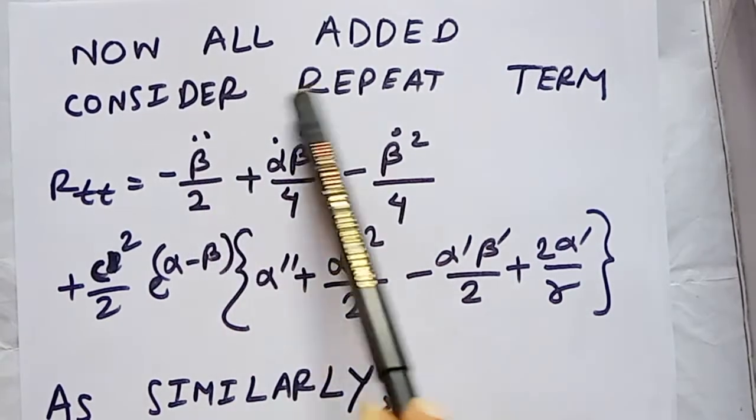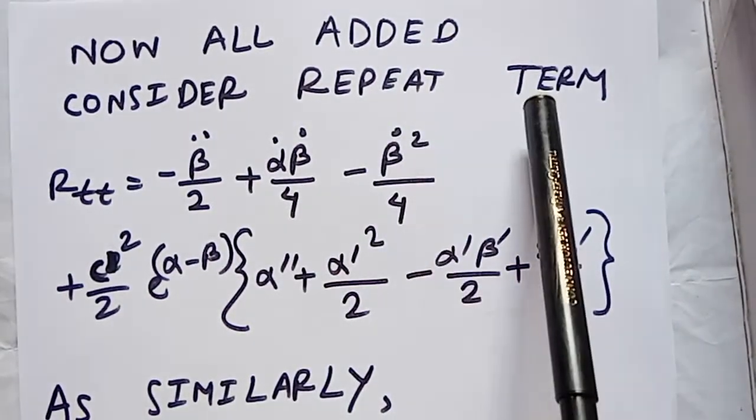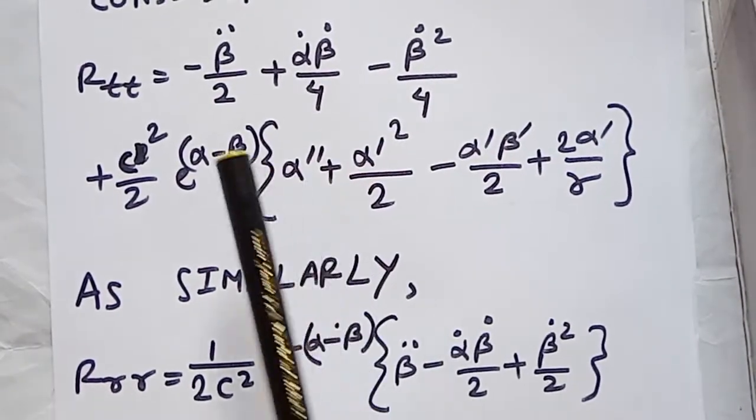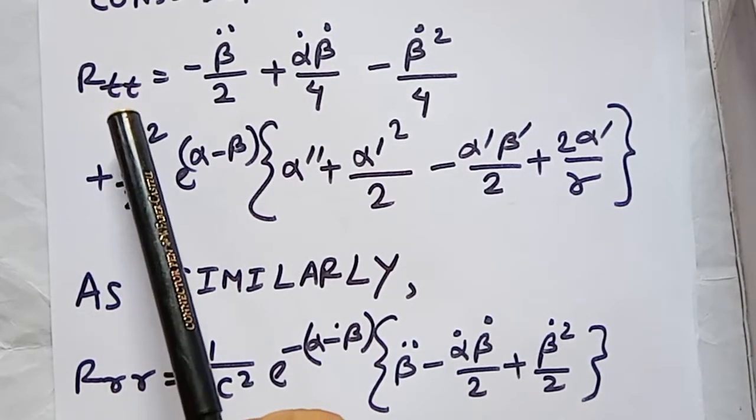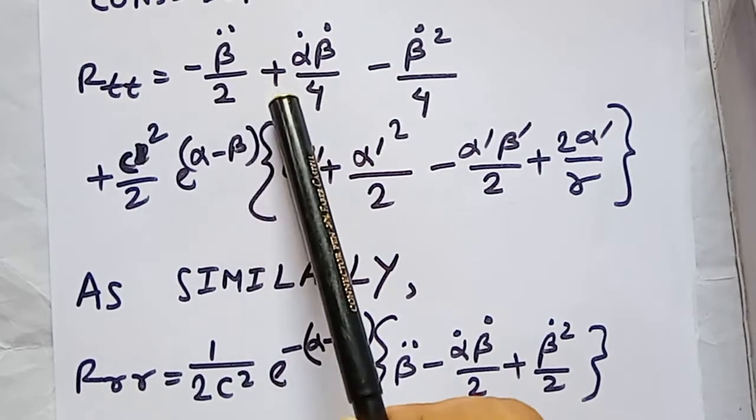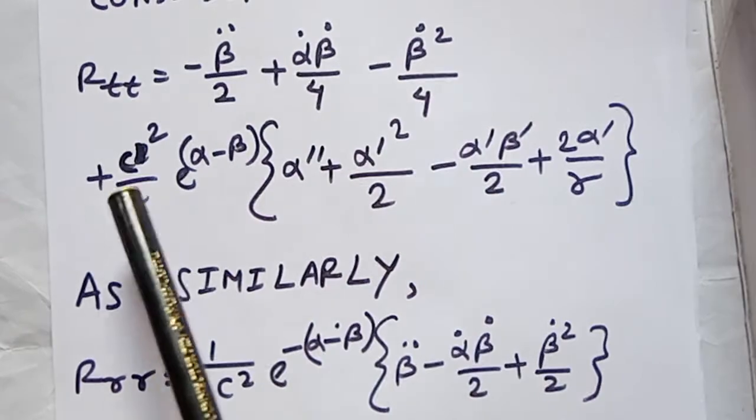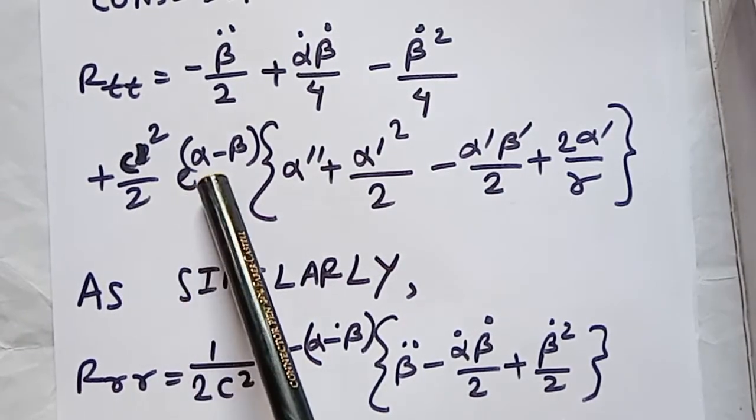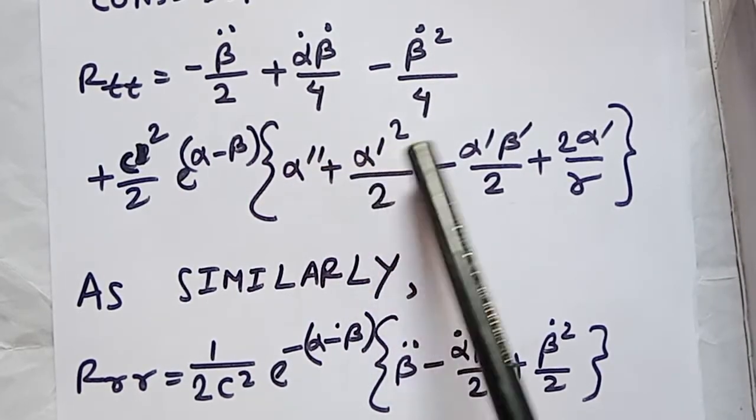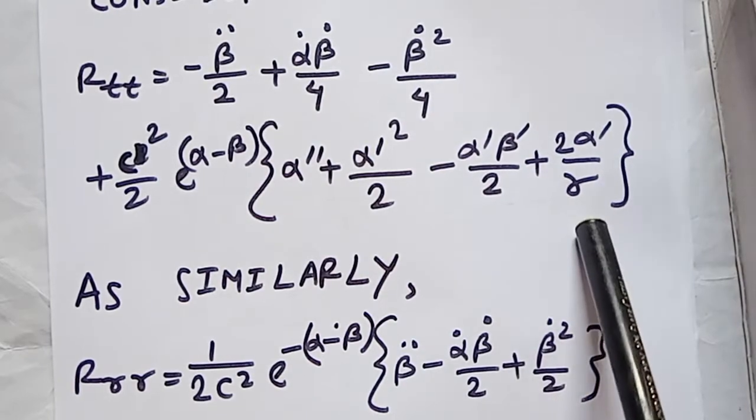Now combine, now all the Christoffel symbols should be added and we recall the repeating term. We have the Ricci tensor with mu nu equal to tt, the time component, is minus beta double dot divided by 2 plus alpha dot beta dot divided by 4 minus beta dot squared divided by 4 plus c squared divided by 2 e to the power alpha minus beta of alpha prime prime plus alpha prime squared divided by 2 minus alpha prime beta prime divided by 2 plus 2 alpha prime divided by r.